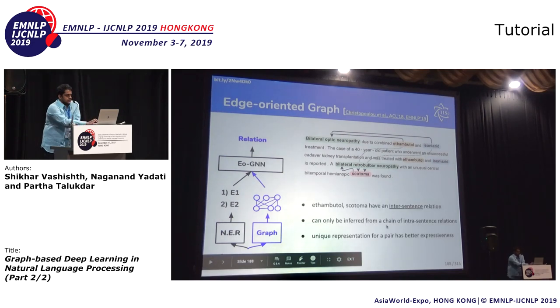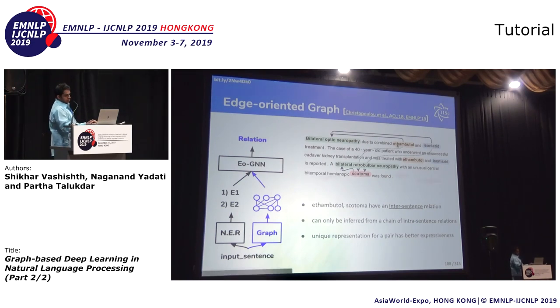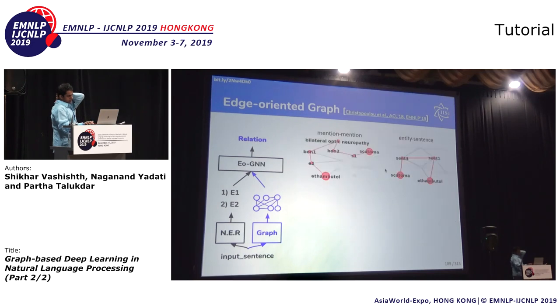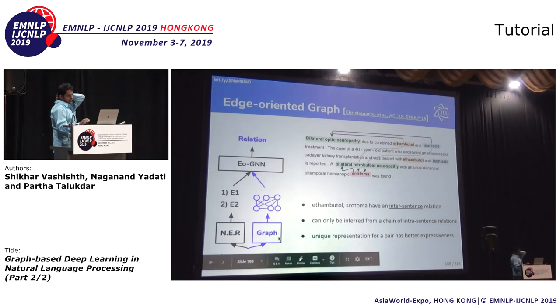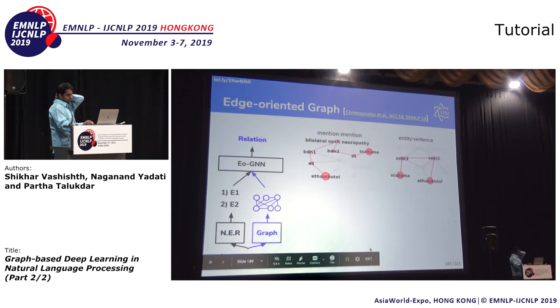The main idea here is that if we look at this snippet, we have this entity, ethambutol, and we have this disease entity, scotoma. So there is a document level relationship between this entity and this entity. But to figure that out, we need additional information. We need information of a relationship between this entity, ethambutol, and this entity, bilateral optic neuropathy. And we need to figure out that this entity is the same as this entity, bilateral retrobulbar neuropathy. And then we have to figure out that there is a relationship between this entity and the disease scotoma. So as we can see, this document level relationship can only be inferred from a chain of intra-sentence relations, right? For this reason, they propose an edge-oriented graph neural net.